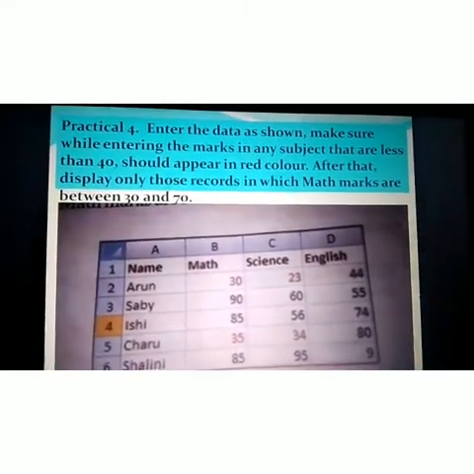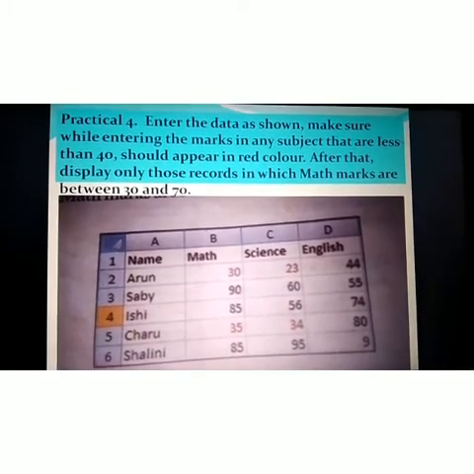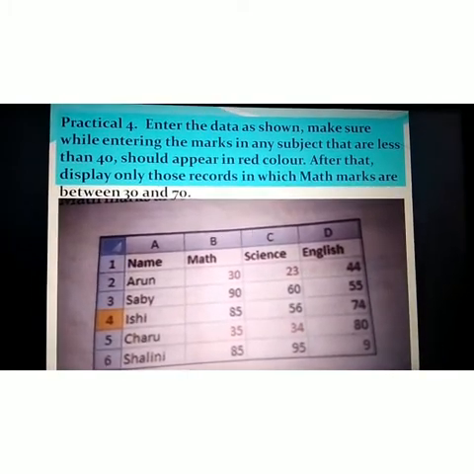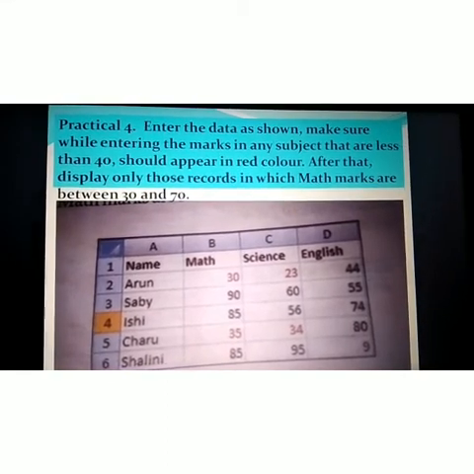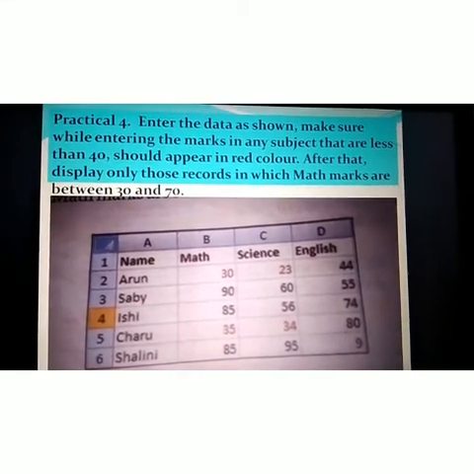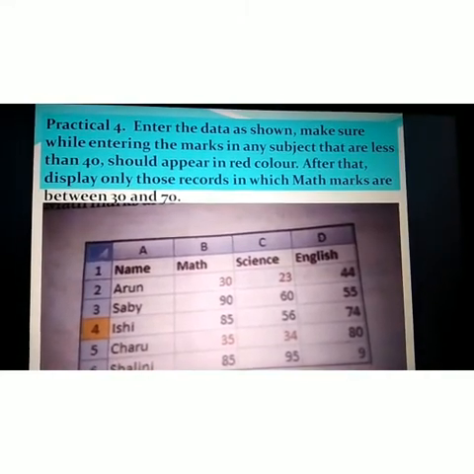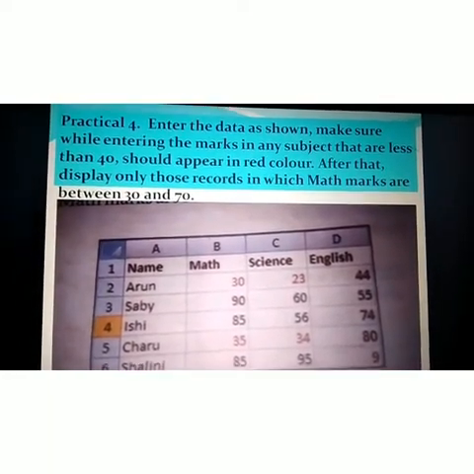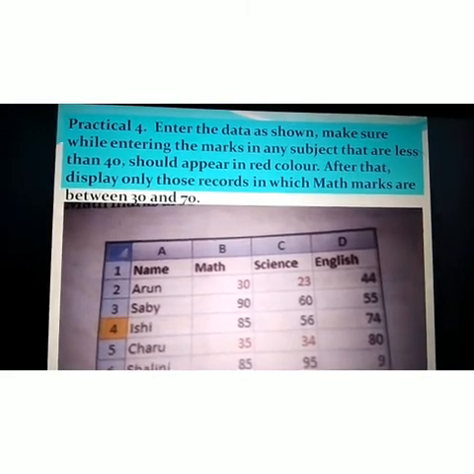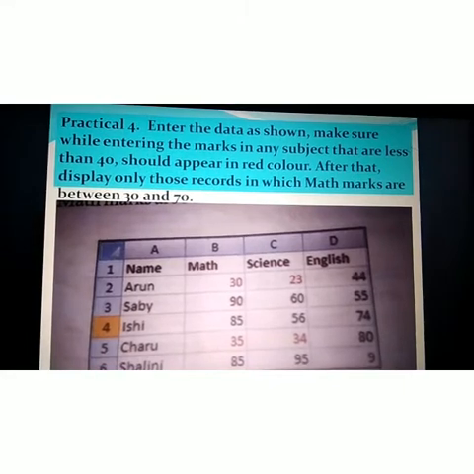Next, the last practical is your question. Enter the data as shown. Make sure that while entering the marks in any subject, marks less than 40 should appear in red color. You can mark the red color. And after that, display only those records in which marks are between 30 and 17. See this. You can mark only red color. So less than 40 is your practical question.